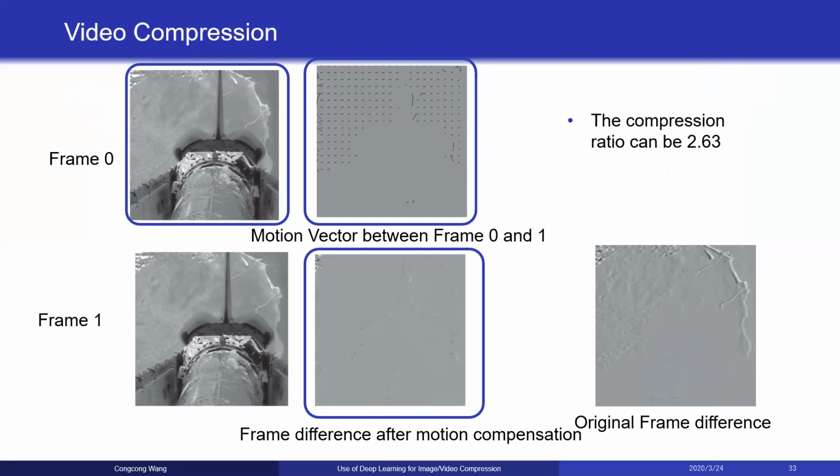Another popular solution is to compute the motion vector between frame 0 and frame 1. Then use the motion vector to do motion compensation on frame 0. Then the difference between frame 1 and the motion compensated frame 0 will become small. Then we only need to save this frame difference after motion compensation, the motion vector, and also frame 0 to recover frame 1. This can further improve the compression ratio to 2.6. This motion estimation and motion compensation method is widely used in video coding.